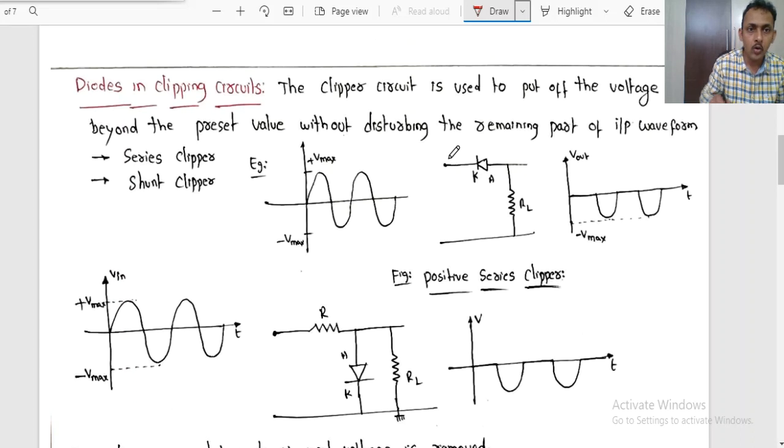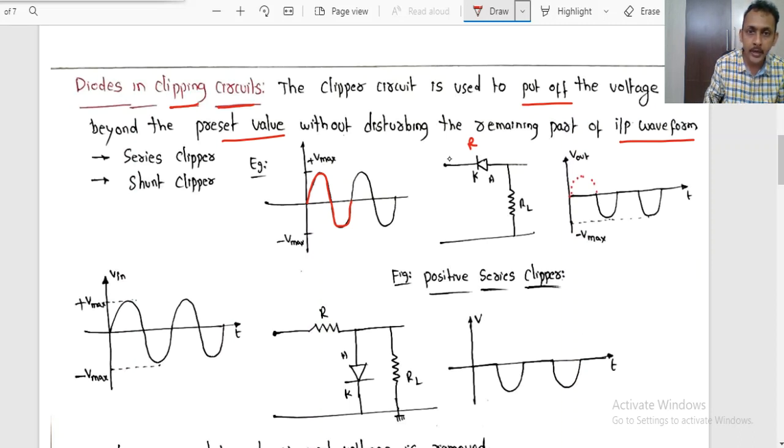Coming to the diodes in clipping circuits, what happens is some part of the voltage can be cut off beyond a preset value without disturbing the remaining part of the input waveform. For example, if you observe, this is the input waveform with the positive peak, and here we have the negative peak, but this diode's anode is connected to the load resistor RL and the cathode is connected to the source. So during the positive half cycle, it will be reverse biased and there won't be any conduction. This entire positive part is removed.